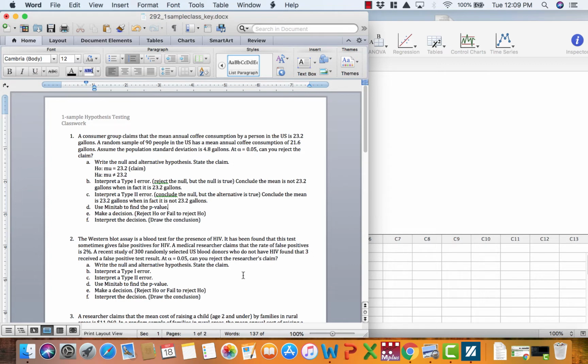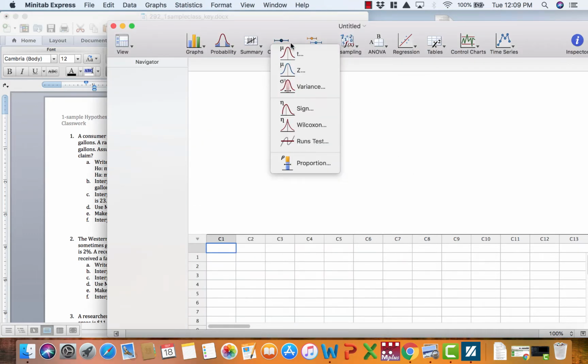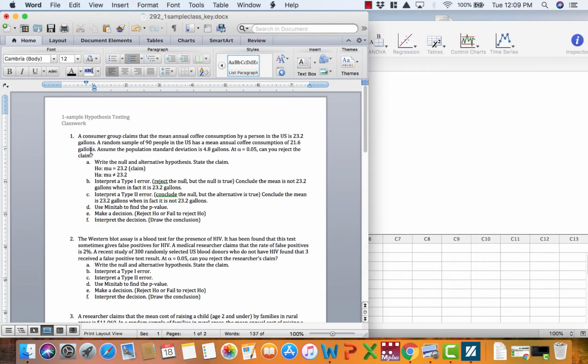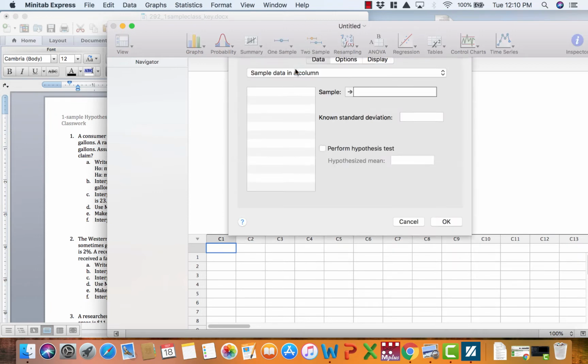All right, so I want to go to Minitab and I want to find the p-value, but when we go to Minitab under one sample, we have to choose between t, z, and proportion. So let's go back to this question. Question 1, is this going to be z, t, or proportion? And the key is in this sentence right here. Assume the population standard deviation is 4.8 gallons. Because we're given the population standard deviation, this is going to be a z one sample test. So we go into one sample z.